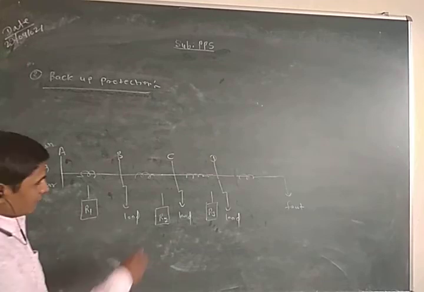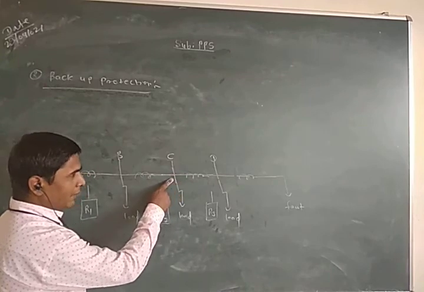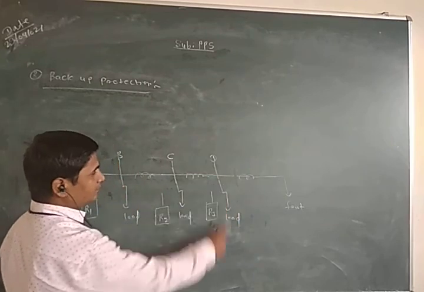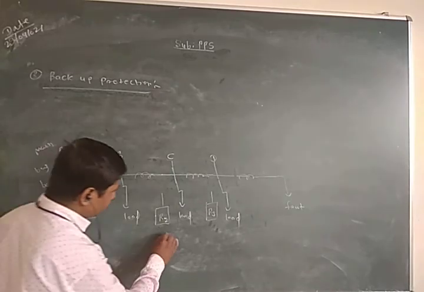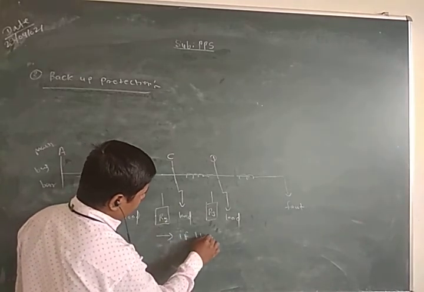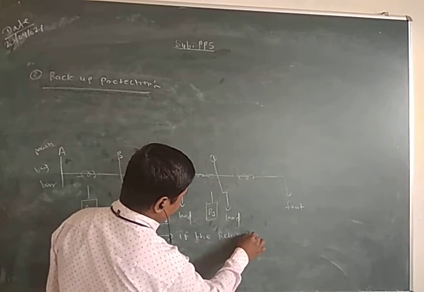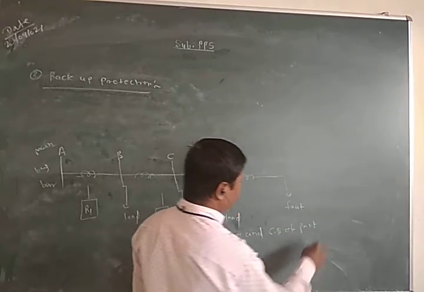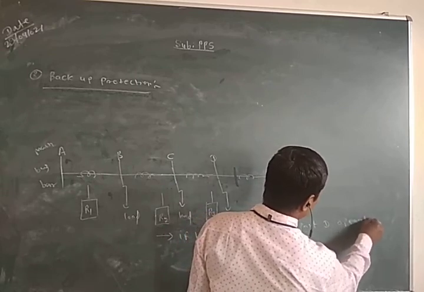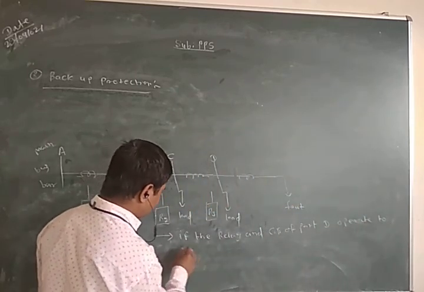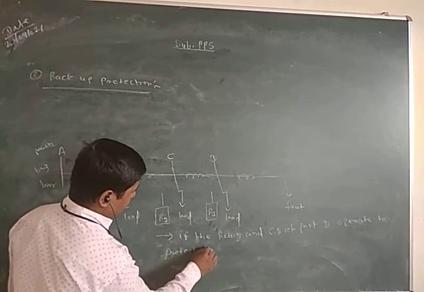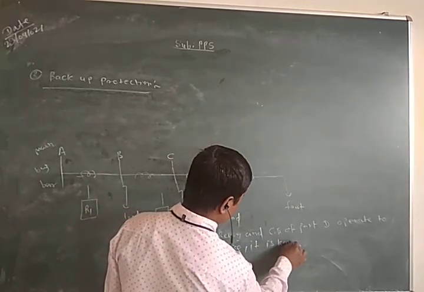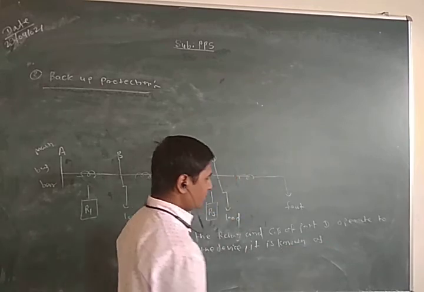Simply we can say that for a fault occurring in part D, if the relay and circuit breaker of part D operate to protect the device, it is known as main protection.